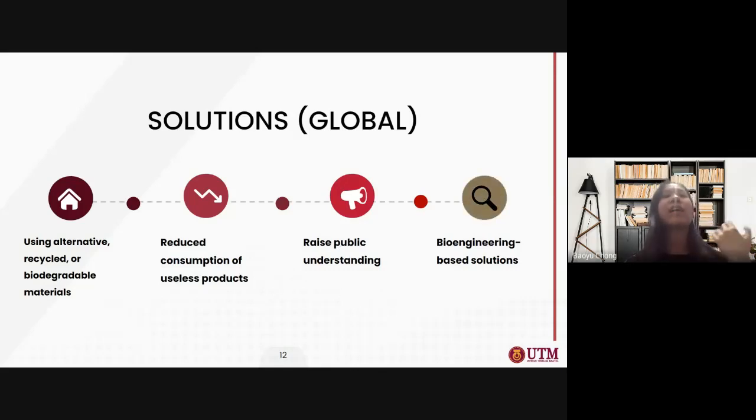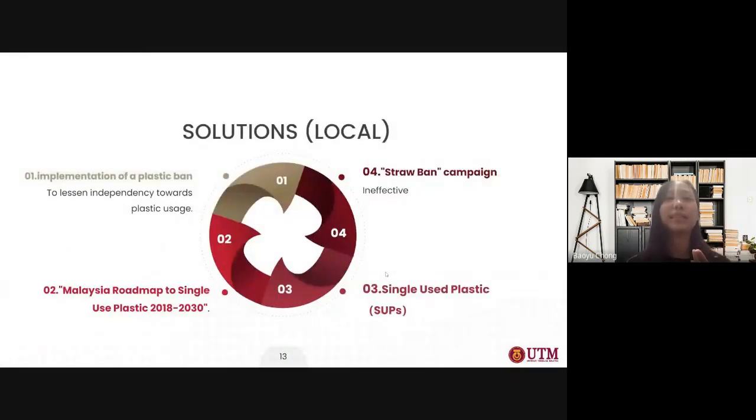We have 4 solutions for microplastic globally. So using alternative recycled or biodegradable materials, such as biodegradable plastics, and also reducing consumption of useless products such as plastic packaging, raising public understanding through education or campaigns, and also bioengineering based solutions, including the isolation of numerous bacteria or enzymes.